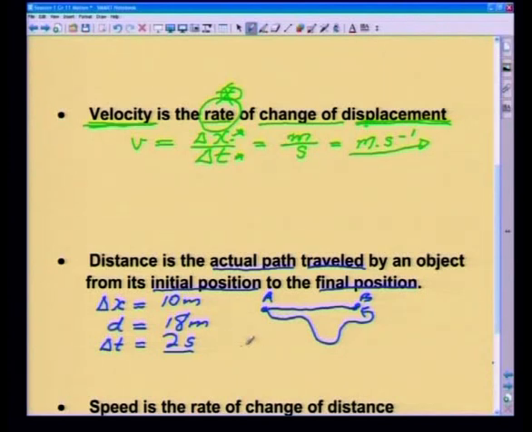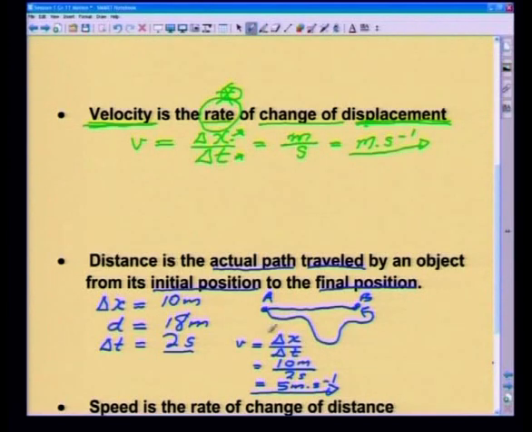Now we can find the velocity of the object, v. We will say velocity is given by delta x divided by delta t. What is our delta x? Delta x is 10 meters and delta t is 2 seconds. Therefore, our answer is 5 meters per second. So this means that the object changed its position at a rate of 5 meters per second.